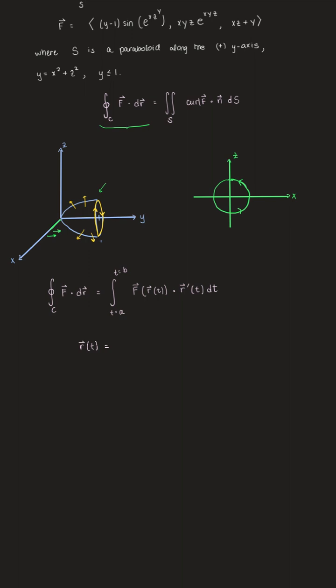So if we look back at our green circle on the XZ plane, well, that's when y is 1. When y is 1, that tells us that x squared plus z squared is equal to 1. So this is a unit circle. And so the first component will just be cosine t. The second component will be sine t because this circle has radius 1.